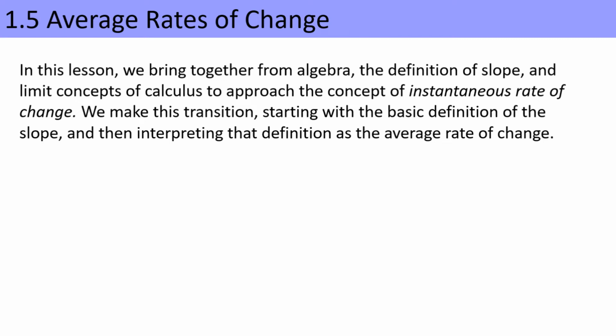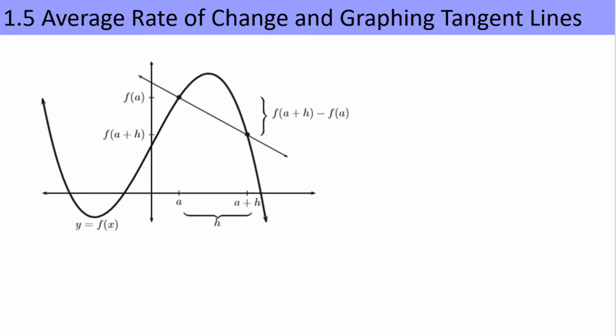This lesson is titled Average Rates of Change. In this lesson, we bring together from algebra the definition of slope and limit concepts of calculus to approach the concept of instantaneous rate of change. We make this transition starting with the basic definition of the slope and then interpreting that definition as the average rate of change. Let's begin this lesson by looking at the graph provided.